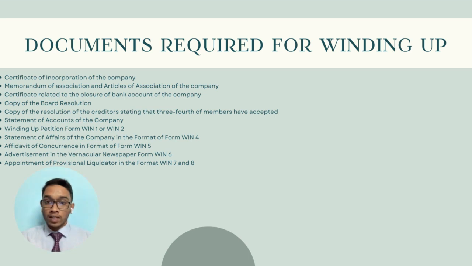statement of accounts of the company, winding up petition Form Win 1 or Win 2, statement of affairs of the company in the format of Form Win 4, affidavit of concurrence in the format of Form Win 5, advertisement in the vernacular newspaper Form Win 6, appointment of provisional liquidator in the format Win 7 and Win 8.